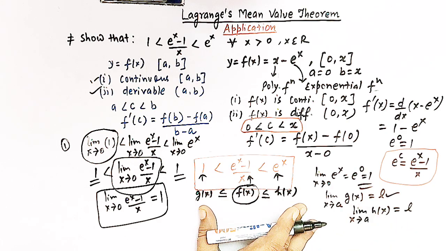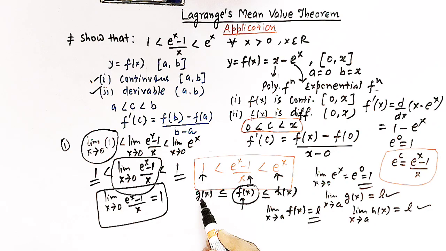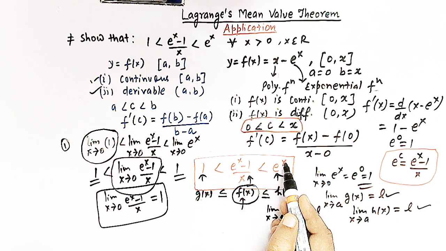So the sandwich theorem says that if we have three functions g of x, f of x, and h of x satisfying this inequality, and if the limit as x tends to a of g of x is L, and the limit as x tends to a of h of x is also equal to L, then the limit of this function as x tends to a is also equal to L, right? And here g of x is 1, f of x is e raised to x minus 1 over x, and h of x is e raised to x, right?